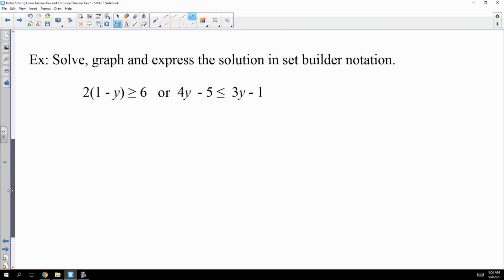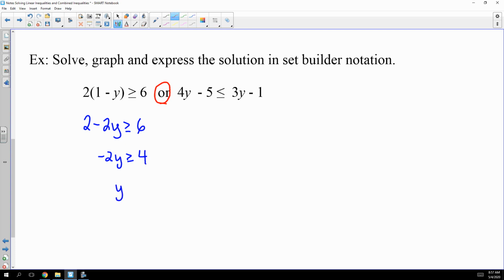Let's try another one. We're going to solve, graph, and express in set builder notation. Notice that this is a disjunction because we have the word or right there. So we're going to distribute 2. Minus 2y is greater than or equal to 6. I'm going to go ahead and solve this all the way out. I'm going to subtract 2 and get -2y is greater than or equal to 4. Then divide by -2 and get y.